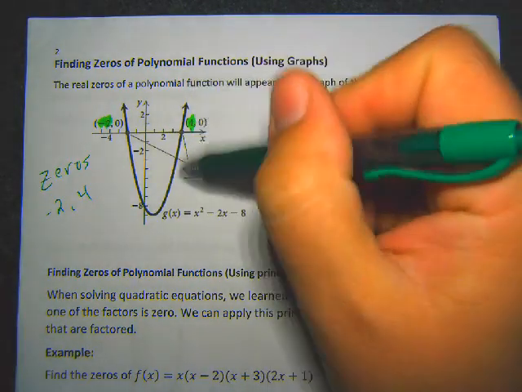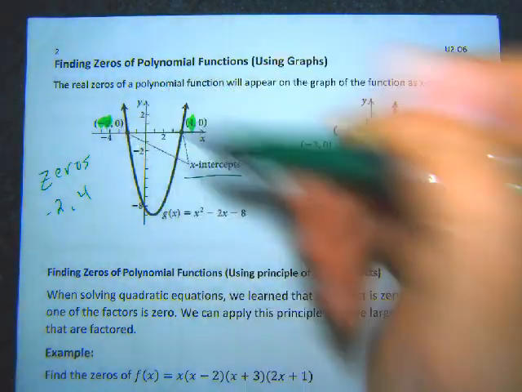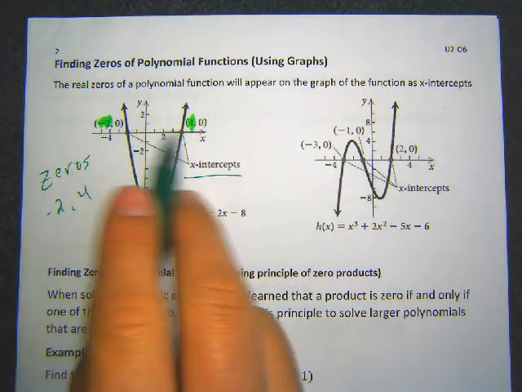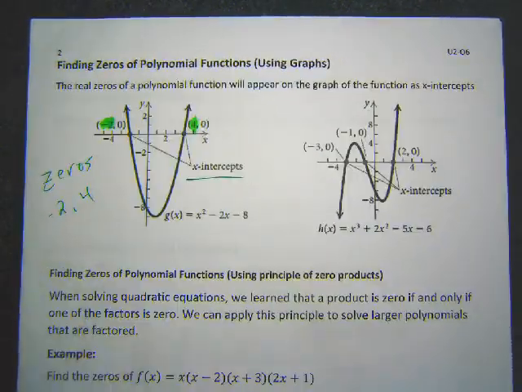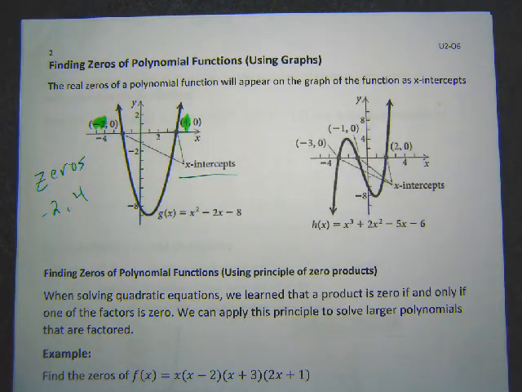Because if you're 0 height, that means you're right on the x-axis. So polynomials, their real zeros are going to be x-intercepts. Now, why does it say real, not just all zeros? Imaginary zeros won't show up on the graph, so they won't be x-intercepts.